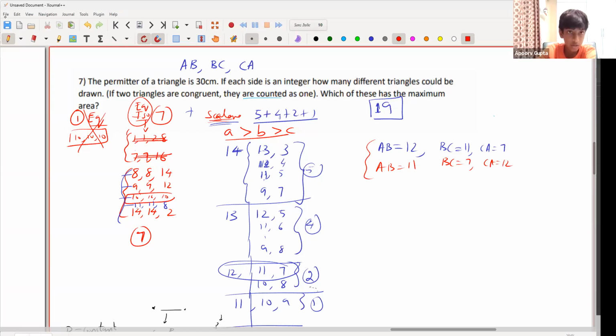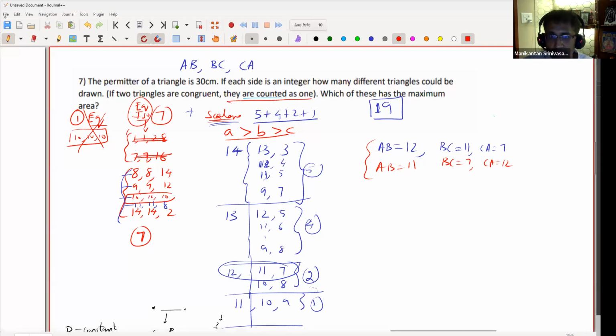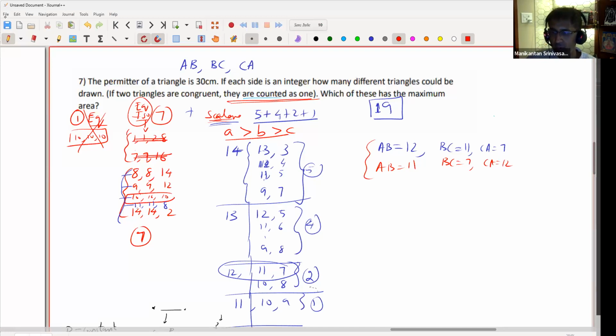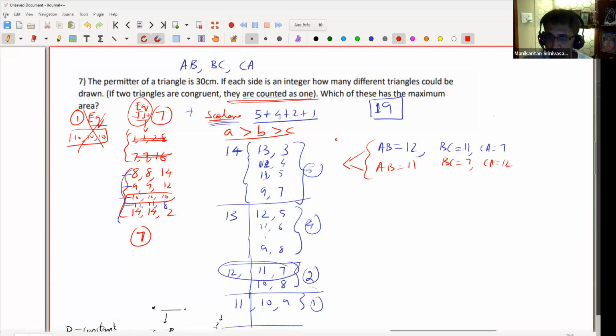Can you just repeat the question? Okay, exactly the same question, except that in the original question, if 2 triangles are congruent, they're counted as 1. I'm saying this condition is now removed. So I'm going to count these 2 triangles as separate triangles now. Do you understand?